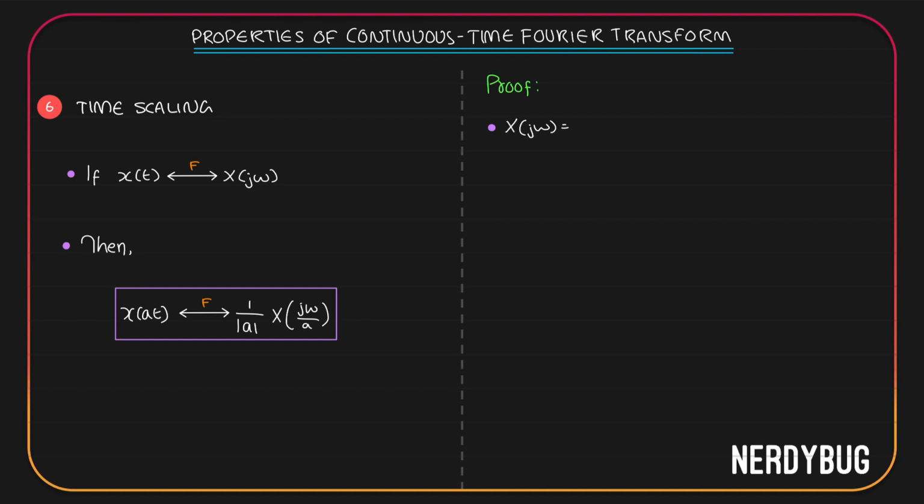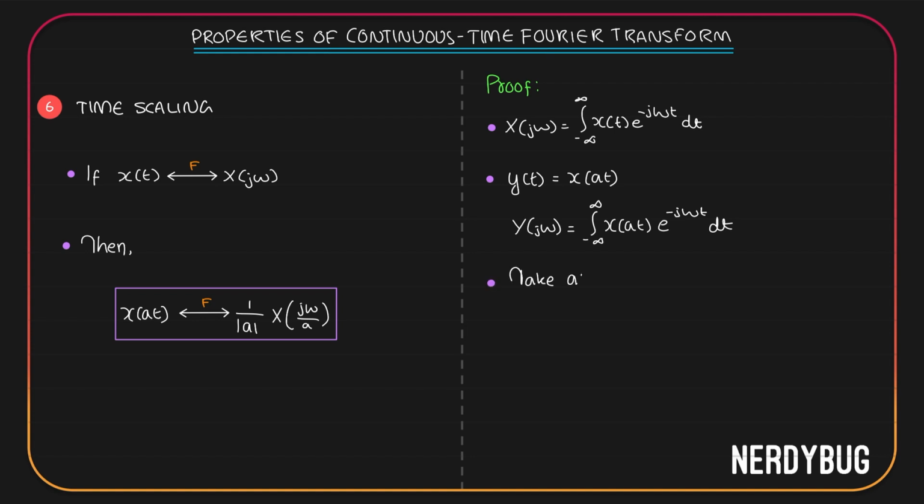X of j omega can be written like this: integral from minus infinity to infinity x of t e raised to minus j omega t dt. Let us take y of t to be equal to x of at, which is a time scaled version of x of t. Then we can write Y of j omega will be integral from minus infinity to infinity x of at e raised to minus j omega t dt. Let us take at to be equal to tau. Then differentiating on both sides, a dt will be equal to d tau.